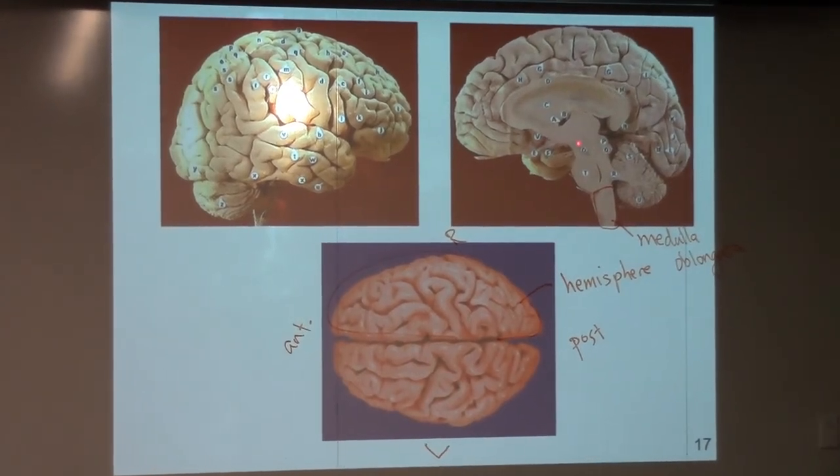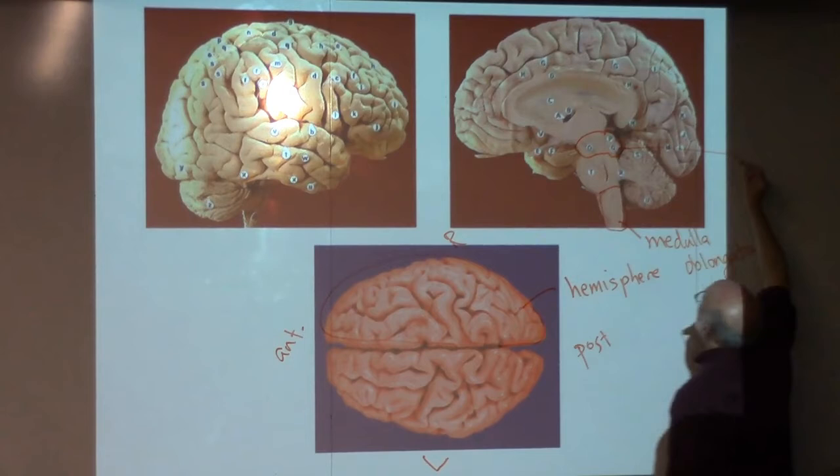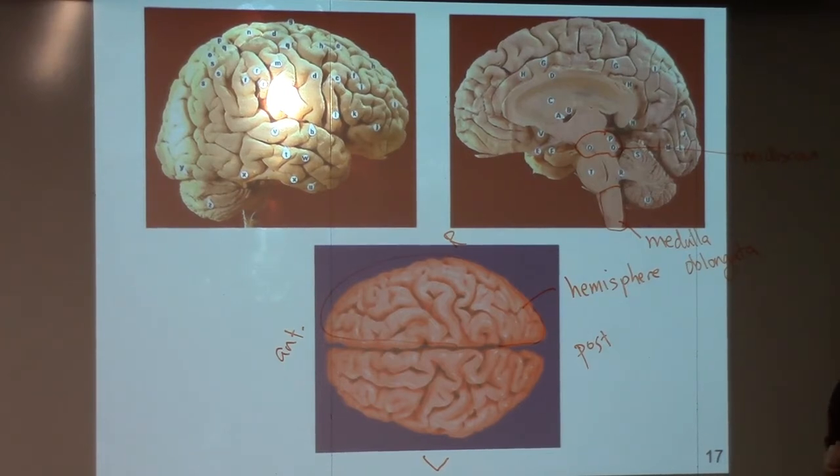Midbrain. Okay. The midbrain. Another part of the brainstem is called the midbrain. This is where the locus ceruleus is, the substantia nigra, and, what's the third one? Raphe nuclei are in the midbrain.